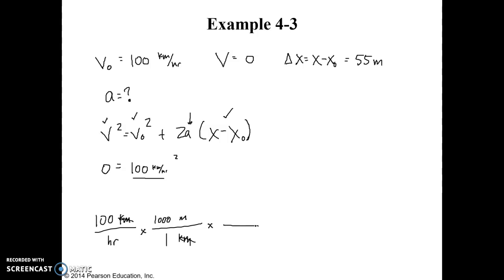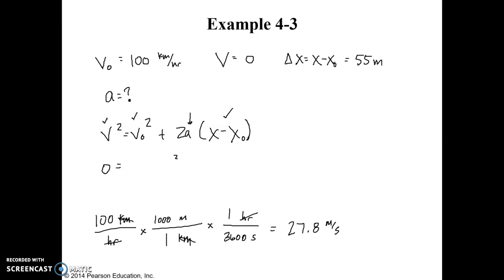So we need to convert the hour. For every 1 hour, there are 3,600 seconds. And so now our hours will cancel out. And we end up with 100 times 1,000 divided by 3,600, which is 27.8 meters per second.